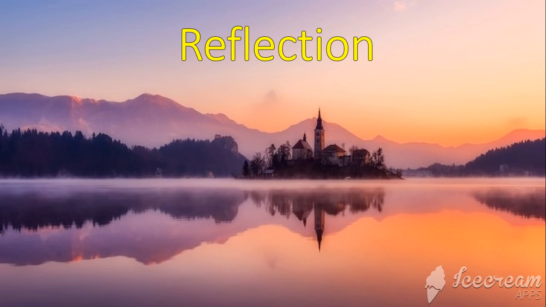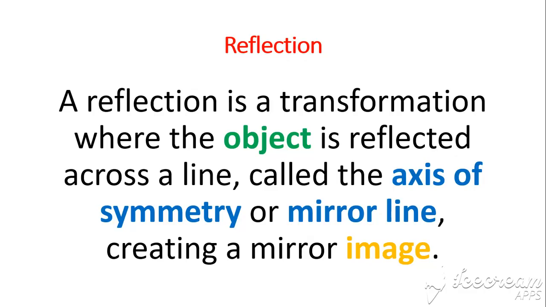In this video, we're going to change our tack and look at what we call transformations. Transformations are when objects change. And the first transformation we're going to look at is reflection. Now, a reflection is a transformation where the object is reflected across a line. This line is called the axis of symmetry or a mirror line. And when we reflect it across the line, we create a mirror image.